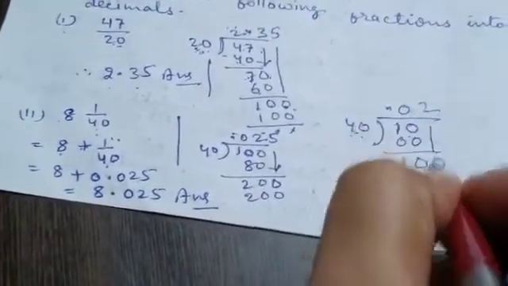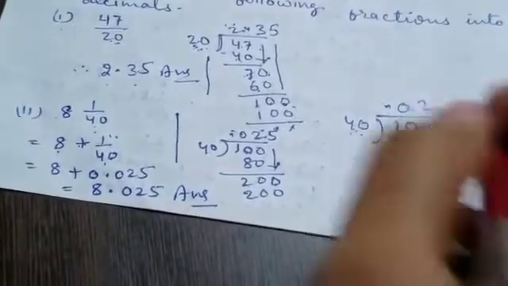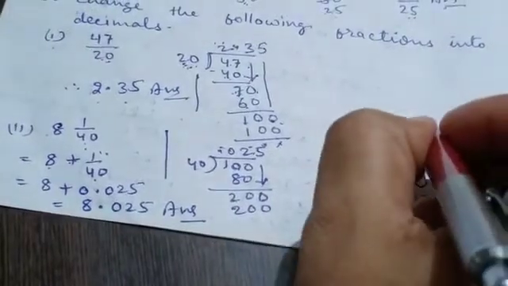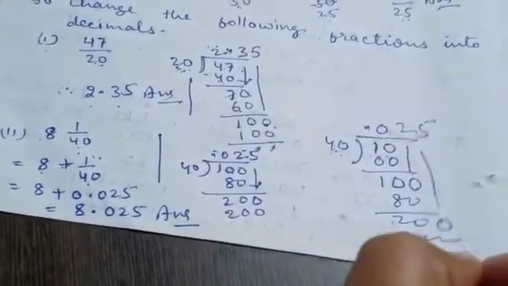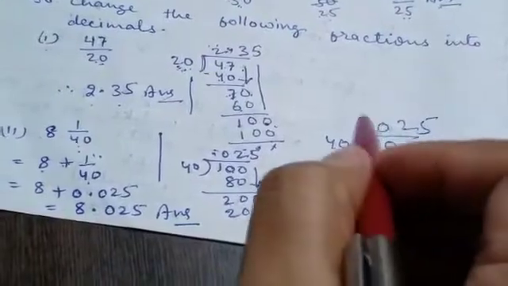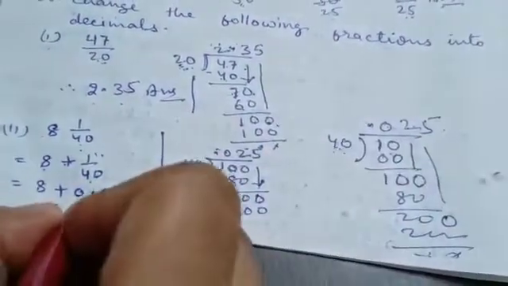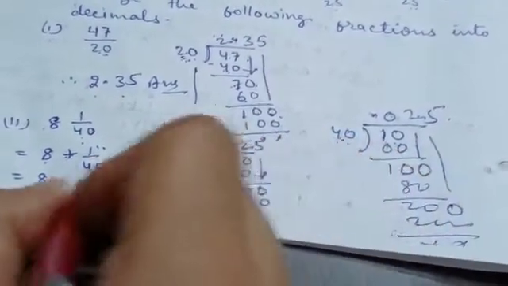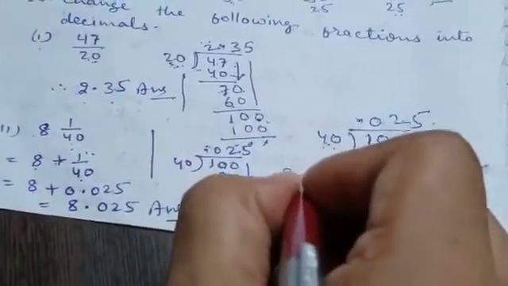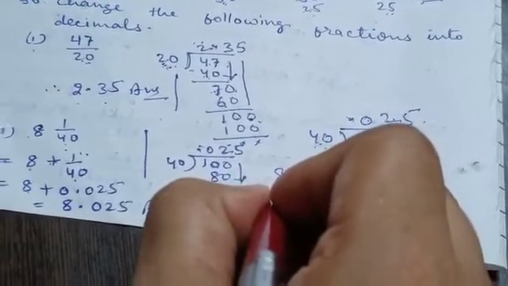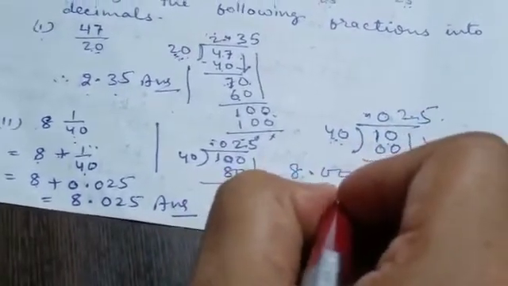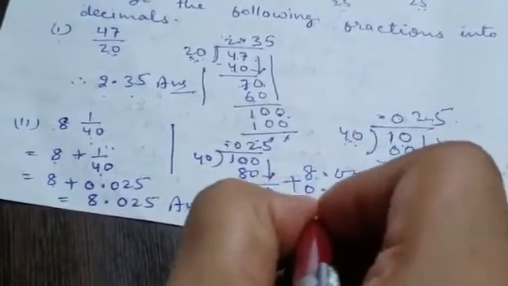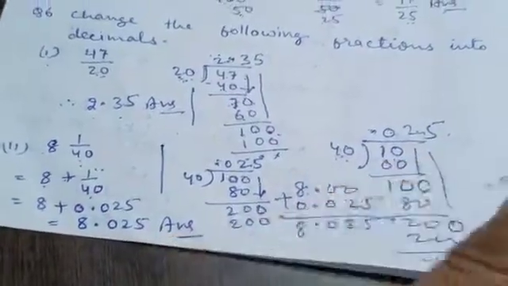So 40 twos are 80. Now 20. Since we have put the decimal, we will get a 0 again. Now 40 fives are 200. Therefore the answer will be 0.025. Now 8 plus 0.025. 8 is 8.00, there is no decimal, so 0.025. After addition we get 8.025, which will be our answer.